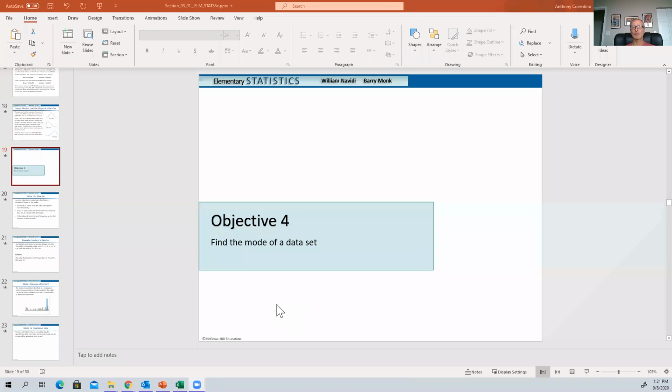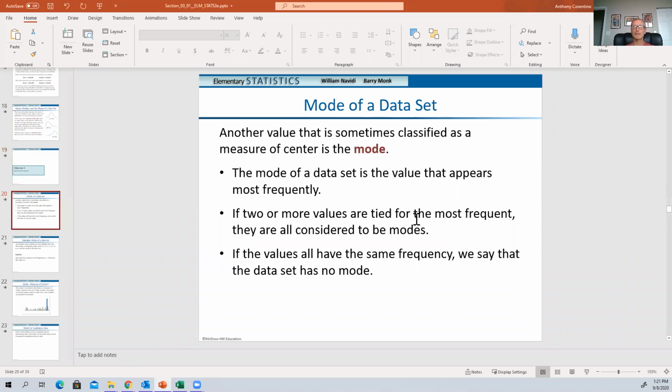And we're going to jump right into the last of the three, which is the calculation of the data set point called mode. The definition of mode is the data point that occurs most often. So when we were doing those frequency charts, the one that occurred most often is the highest number in the frequency chart. That's going to be your mode.